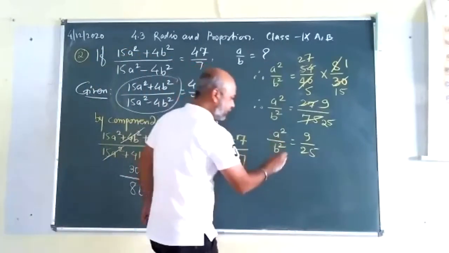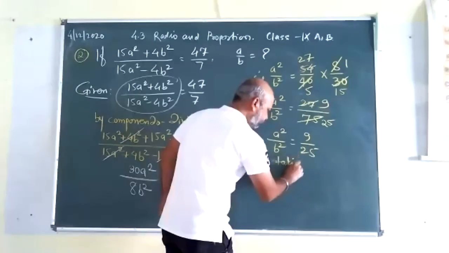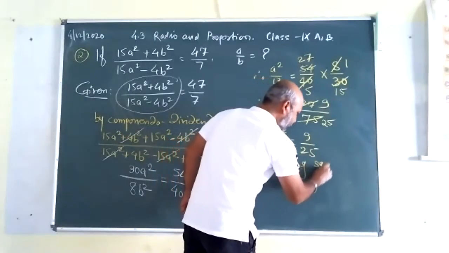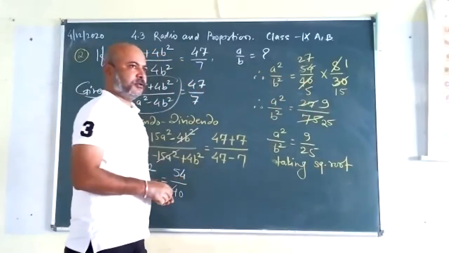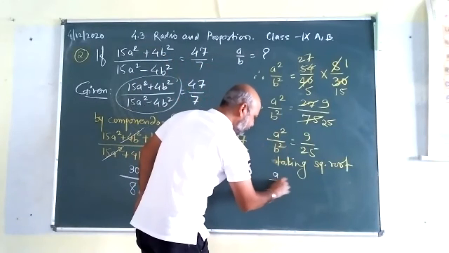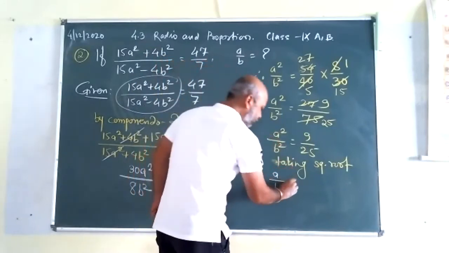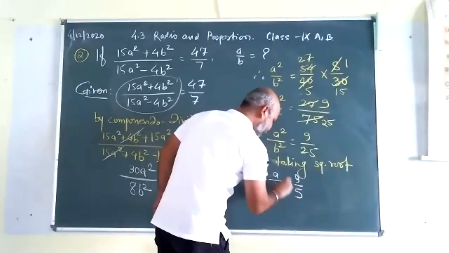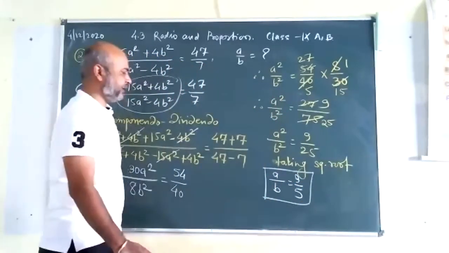Now you will take square root. So on taking square root on both sides, what will this be? Left hand side becomes A upon B, square root of 9 is 3, upon 5. 3 upon 5. Yes, very good. So this is the answer of A is to B, or A upon B.